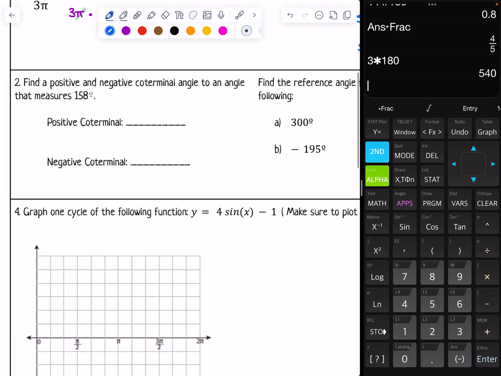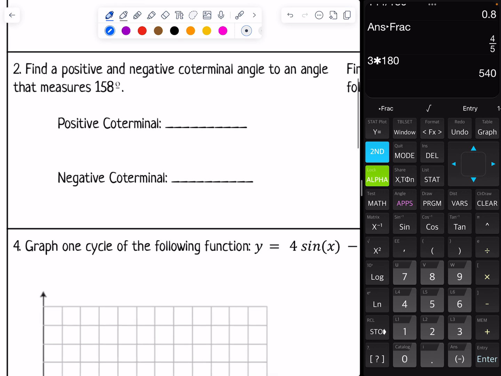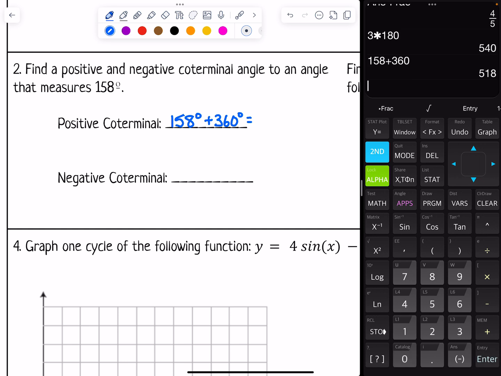Number 2 says find a positive and negative coterminal angle to an angle that measures 158. So a positive coterminal angle is found by adding 360 degrees. So 158 plus 360 is 518. And if needed, you could do that more than once on a question. But we already have a positive number once we add 360, so we don't need to add it again for this one. That would be enough.